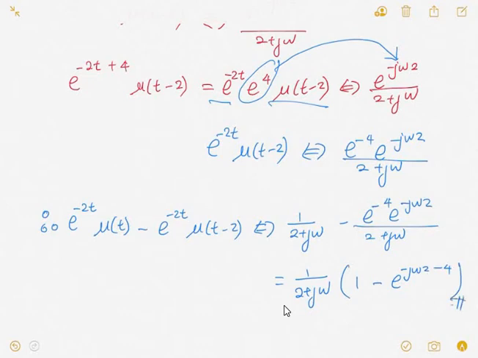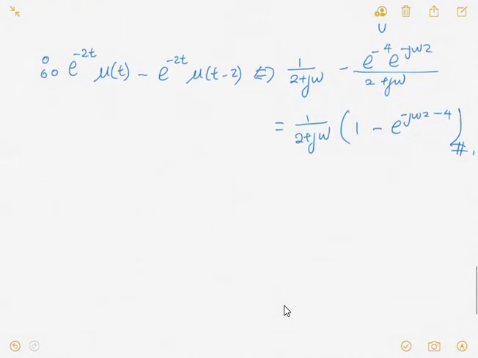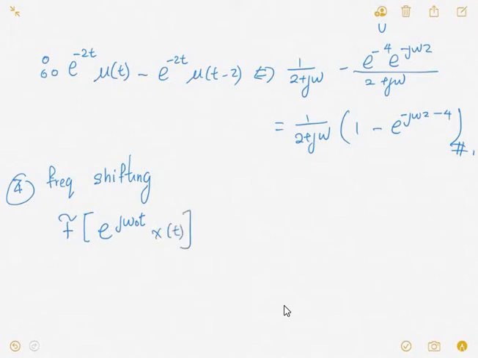Okay, so this is the answer after you factorize it. Do you understand this one? If you understand, we move to the next property, that is the frequency shifting. For frequency shifting, you have this property: the Fourier transform of exponent j omega naught t x(t) is equivalent to X(omega minus omega naught).